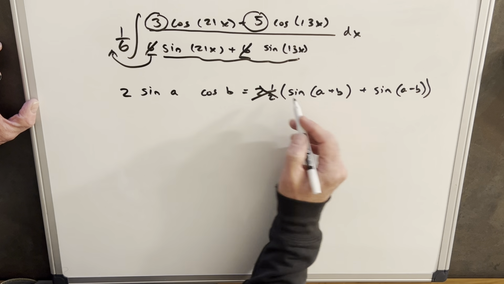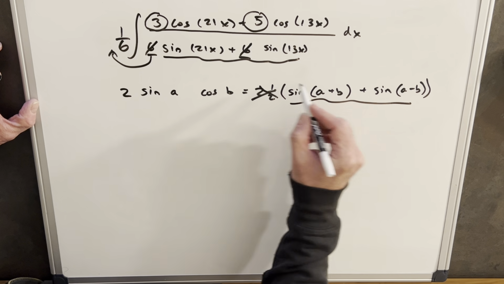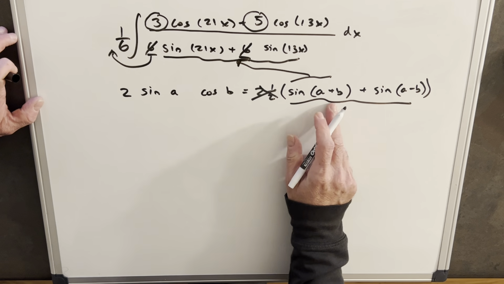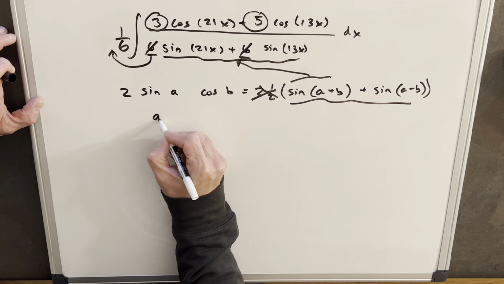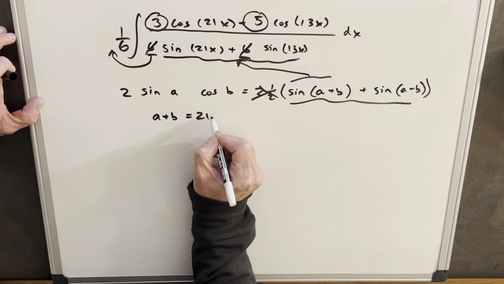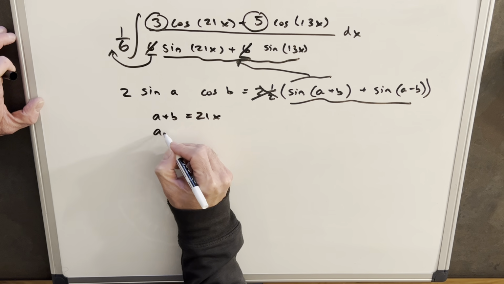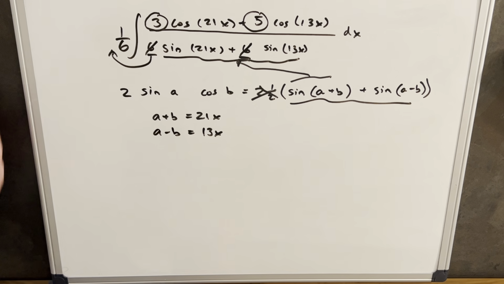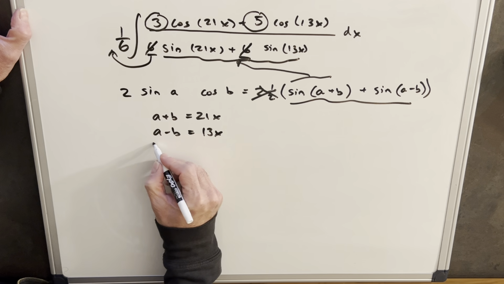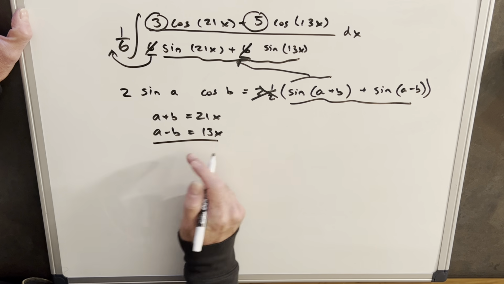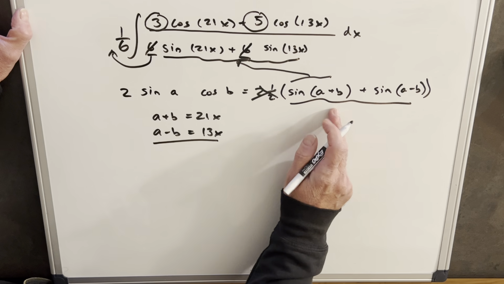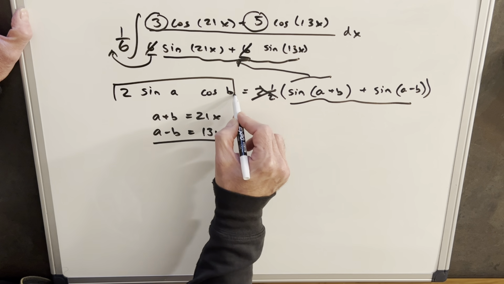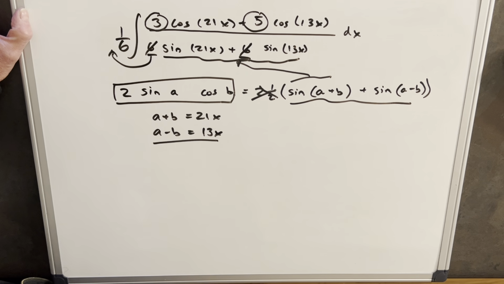So then when we do that, we'll notice that this is in basically the exact same format as this, where a plus b is going to be 21x and a minus b is going to be 13x. And so what we do is we can just have a little equation of two variables and two unknowns to solve for a and b, and then we can take it from this format that we have here and put it into this format, which I think is going to help us out down the road.